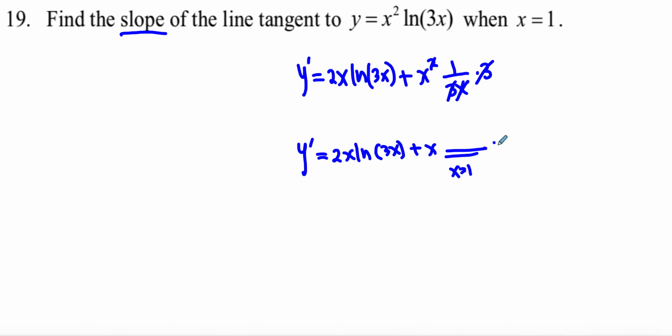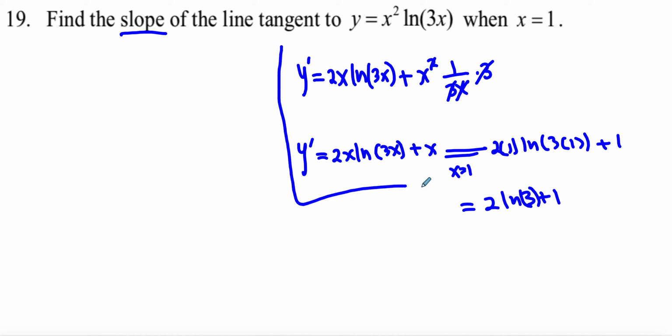Now when x equals 1, we're going to get 2 times 1 times ln of 3 times 1, which is equal to 2 ln of 3, plus 1 at the end because of the x here. So 2 ln of 3 plus 1 becomes our slope. Now, if you wanted to continue and find the equation, all you had to do was plug in the 1 in place of x.